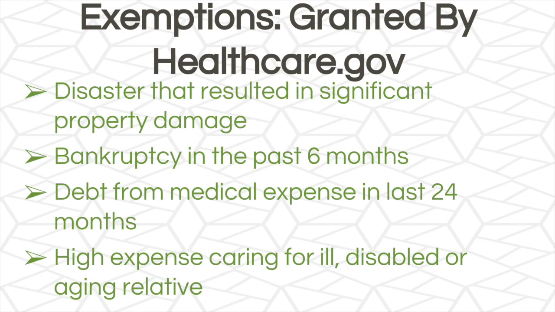So some of these kind of seem subjective, and it ultimately is up to the marketplace to approve or deny these exemptions. Like what is considered a high expense, or what is considered a significant amount of debt, what is considered an aging relative, what is considered significant property damage. Again, all of those kind of seem subjective, but the marketplace is the one that has to ultimately approve or deny the application for these things. So even if we think there's a chance the taxpayer qualifies for one, we should go ahead and help them apply for it.